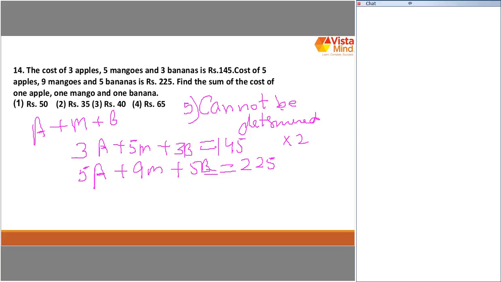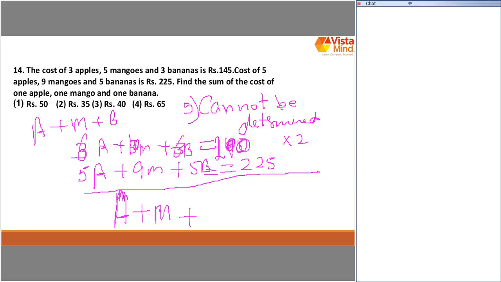It becomes 6a plus, this becomes 6a, this becomes 10, this becomes 60. And over here it becomes what? 290. So on subtracting them, 6a minus 5a, a; 10m minus this m, 6b minus this b, and 290 minus 225, the answer will be 65.